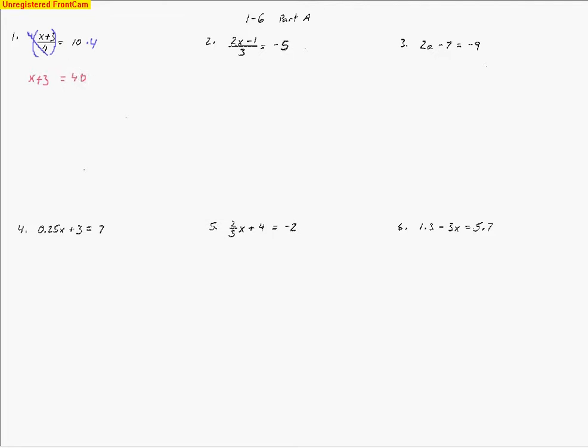And so from this point, I can go ahead and subtract the 3 from both sides, and it leaves me with the value of x. And so here I have x equals 37.